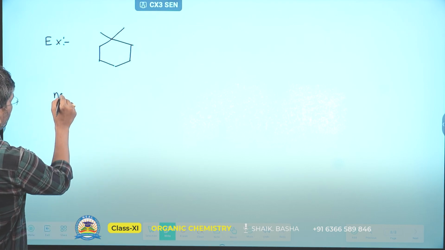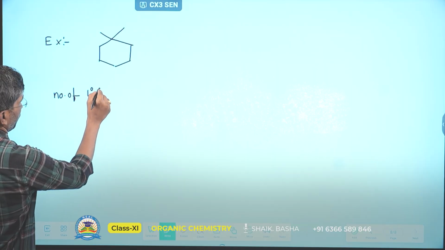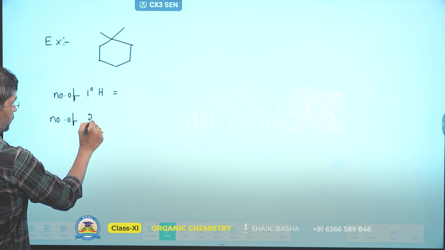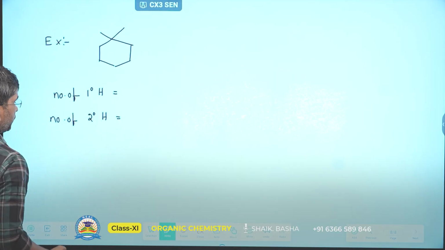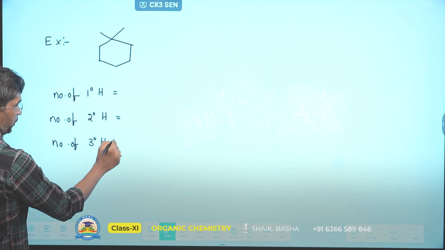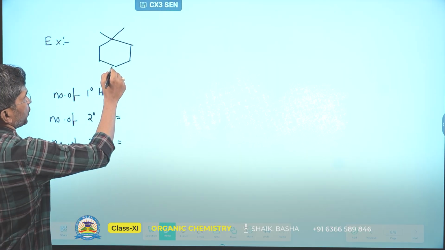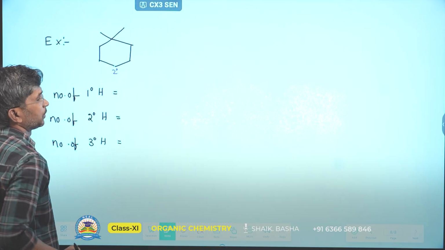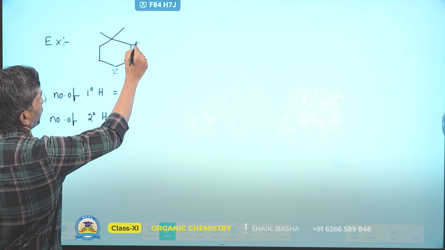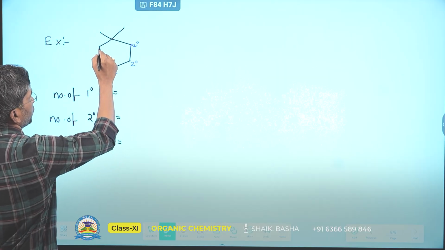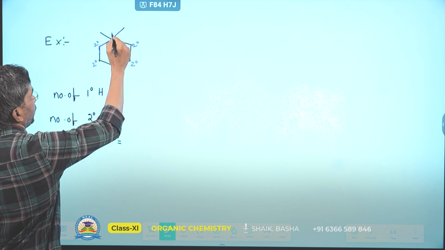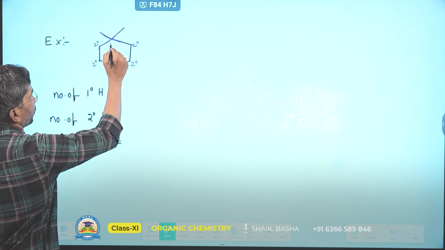Number of primary hydrogen atoms, number of secondary hydrogen atoms, number of tertiary hydrogen atoms. How many are there? This is attached to 2 other carbons, secondary. This is attached to 2 other carbons, secondary. This one also secondary. It is attached to 1, 2 secondary, attached to 1, 2, 3, 4 quaternary carbon atom.